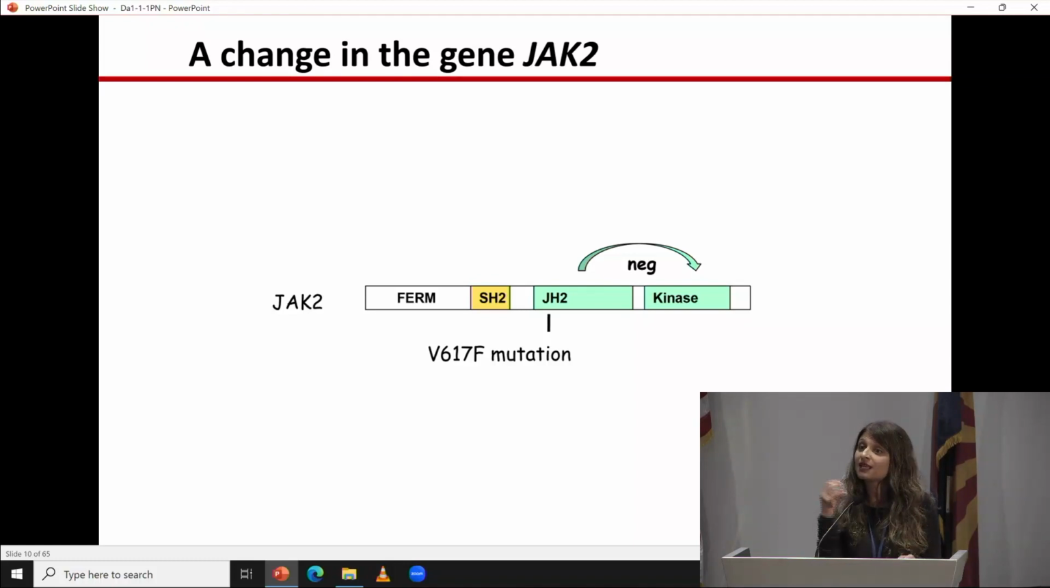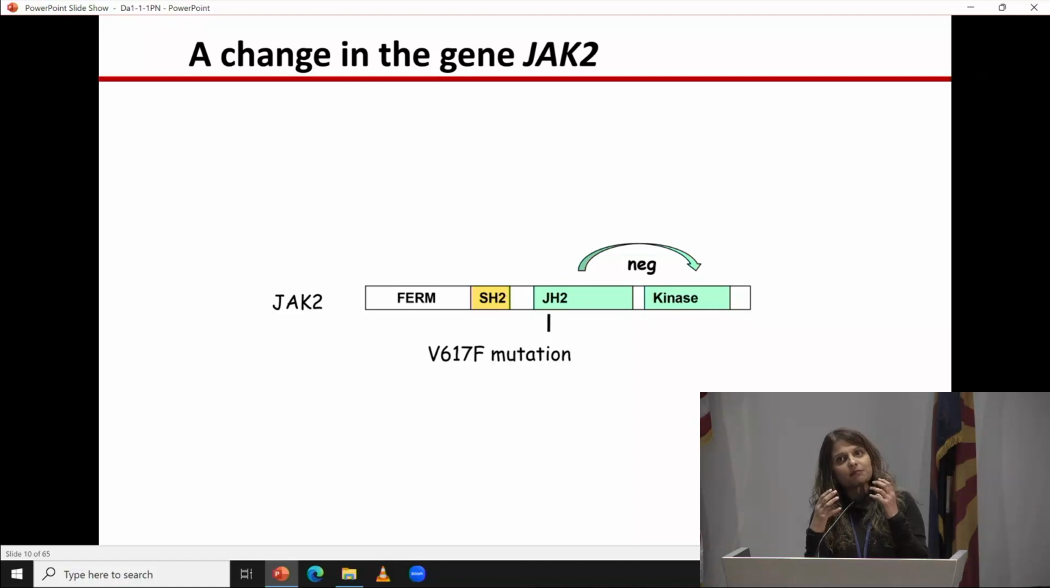And one of those is called Jack2. And Jack2 is a protein that you wouldn't normally know of because it sits inside the cell. It's not floating around your blood doing things, talking to different organs. It sits inside your cell. And all it does is take a signal from outside the cell and it tells the cell what to do.